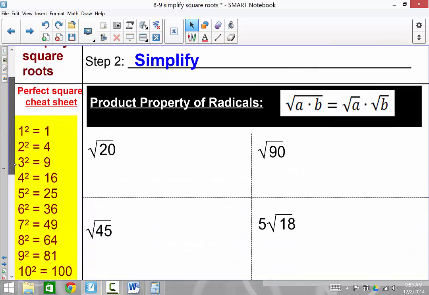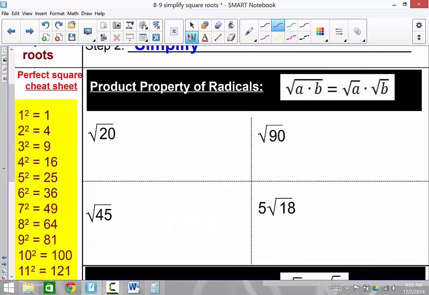So we're going to explore 2 different properties today. Our first property is called product property of radicals. Now radicals is just another way to say square root. So think of this as the product property of square roots. Okay, what the product property of radicals says is the square root of a times b is equivalent to taking the 2 numbers inside the square root and splitting them up, breaking them apart into 2 factors that equal a times b.